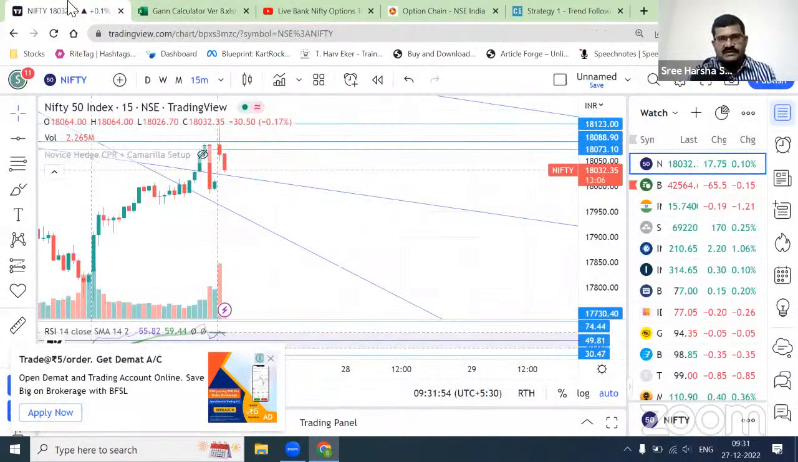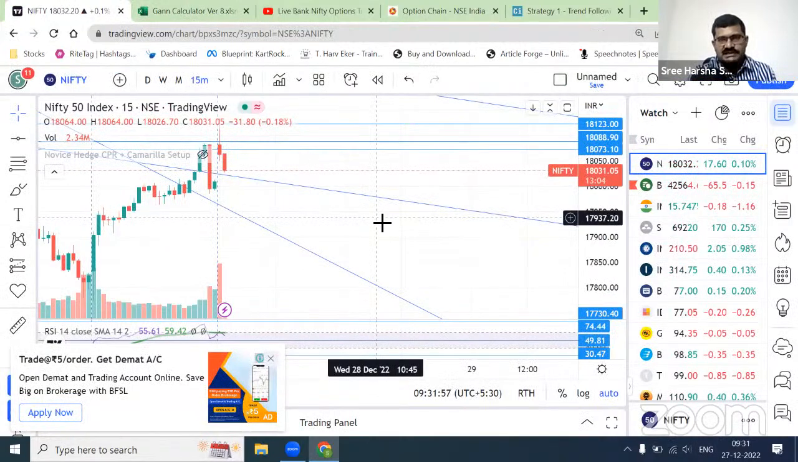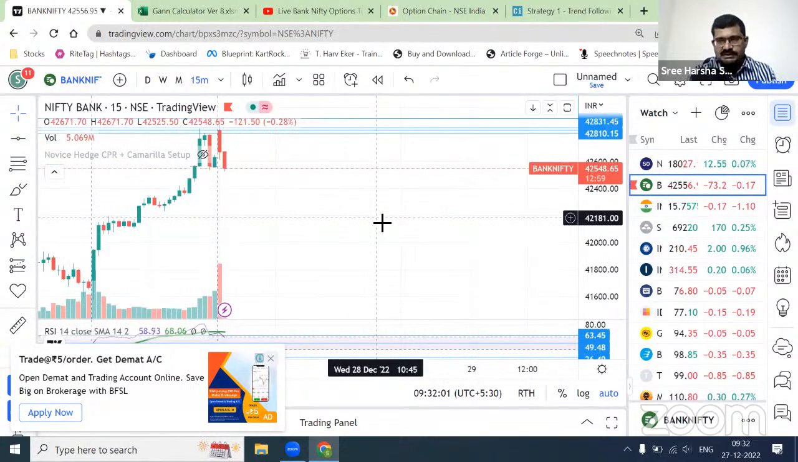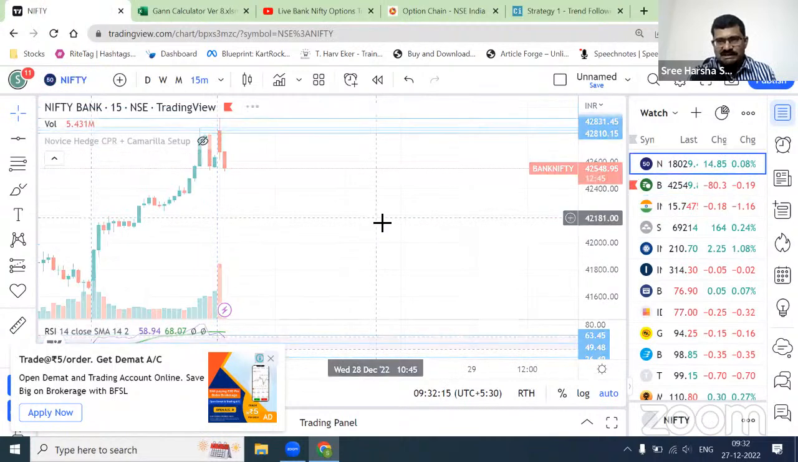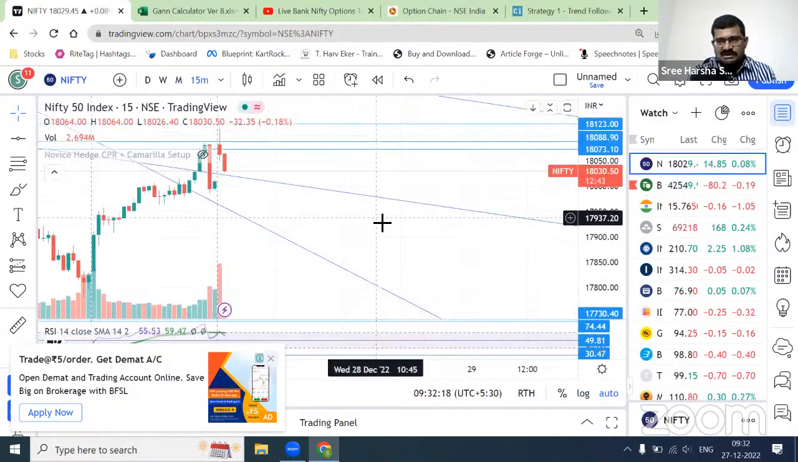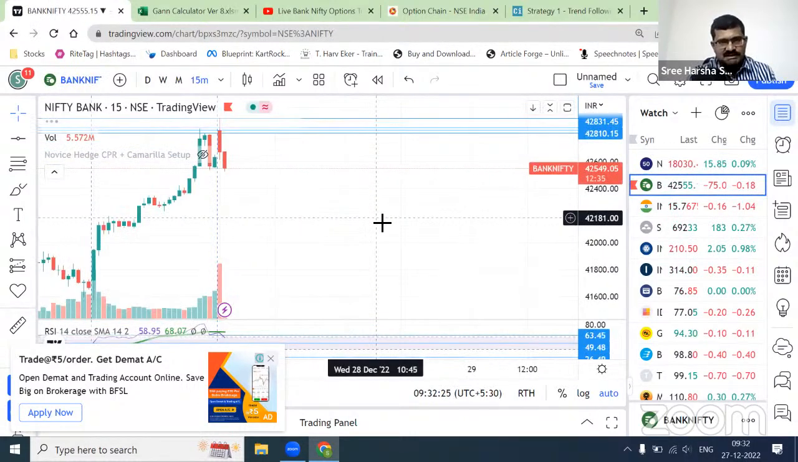42,025, sorry, 18,025. So 18,026.7 is the low made. So let's see if it is going to sustain these levels. From here, the market could start moving up, because currently there are a lot of stocks on the upside. So either everything has to come into correction mode, or else we definitely get a bounce. So let's see.